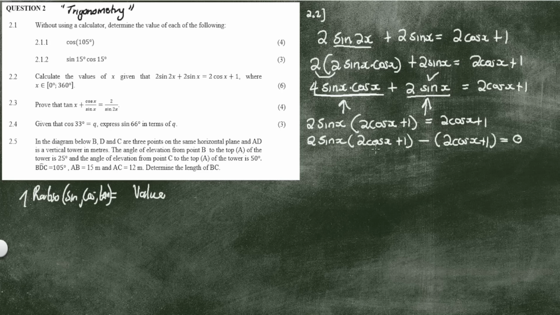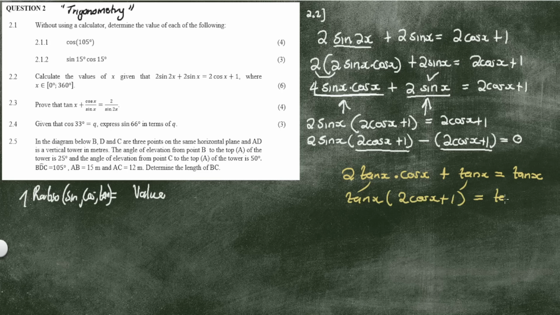Okay, again you have another common factor. Do not divide by it. So let's say we have a different case scenario, maybe 2 tan x multiplied by cos x, plus tan x equal to tan x. Then the tan x is a common factor, you take it out. With the tan x, so 2 cos x plus 1 equal to tan x.